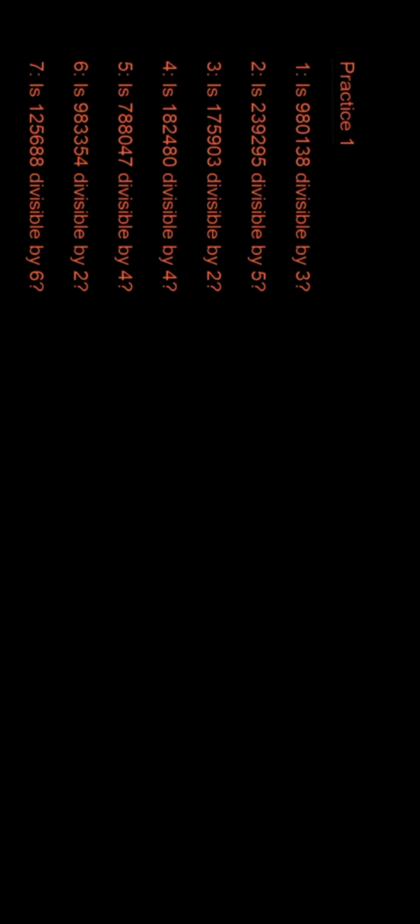I'd very much like if you could give the answer before I do. That would be very nice. So we've got this in your worksheet, practice 1. We're working with divisibility. Question number 1. 980138. Is it divisible by 3 or not? That's what the question is. How do we do divisibility check for 3? Add them all up. 9, 8, 0, 1, 3, 8.